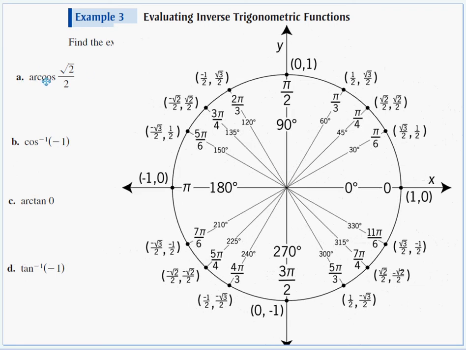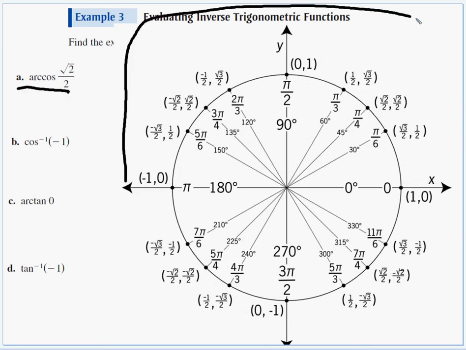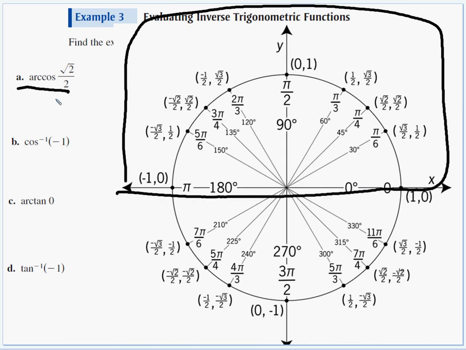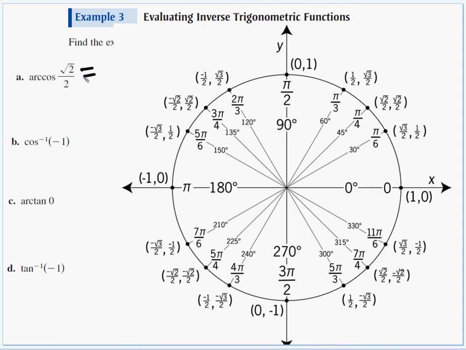So, arc cos of root 2 over 2, positive. Remember, with arc cos we're staying in the top half, quadrants 1 and 2. Cos is our x values. We want an x value of root 2 over 2. Here it is, but it's negative. So here is x value root 2 over 2, and it's positive. What angle made it happen? Pi over 4. So this is equal to pi over 4.